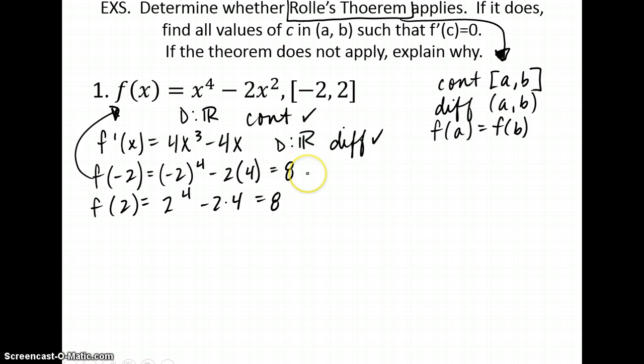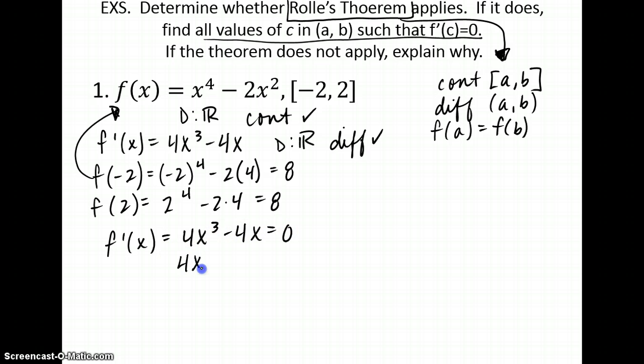Okay, so since the theorem applies, now we can actually answer the question. Find all values of c such that the derivative equals 0. We already found the derivative equation, so we set the derivative equal to 0. Factoring out 4x, we get x squared minus 1. So the derivative equals 0 at 0 and plus or minus 1. Now, on the interval from -2 to 2, all three of these values are answers. Okay, so 0, +1, -1.